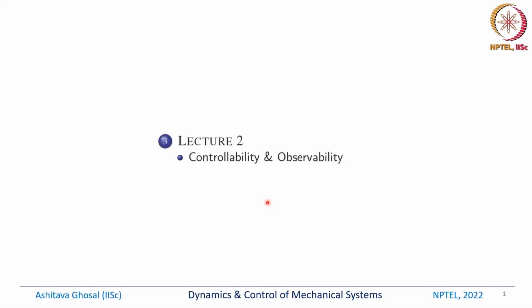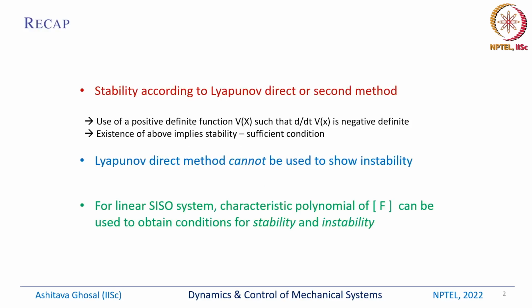In this lecture, we'll look at two very important concepts in control. These are called controllability and observability. Before we start on those two important concepts of controllability and observability, let us quickly recap and see what we have discussed till now.